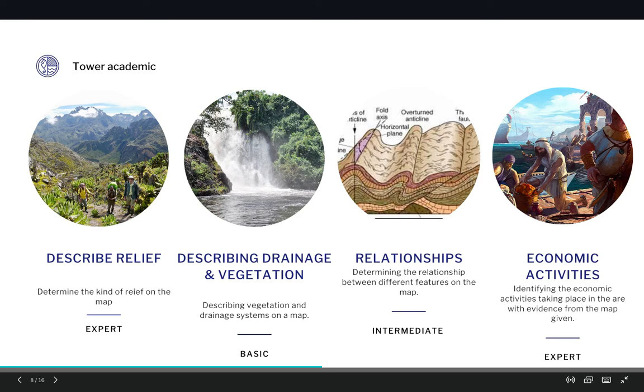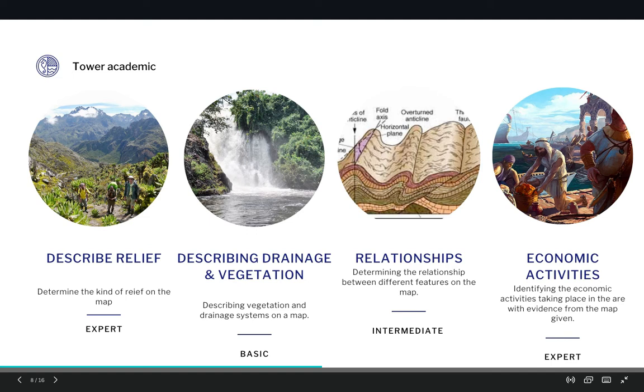Then besides describing relief, we shall also be describing drainage and vegetation. So what is drainage? These are sources of water. So we shall be looking at where water is mainly found. So these sources might be in form of a river, could be lakes, could be swamps, could be ponds, dams, and so forth. Equally, vegetation, we shall look at it in terms of trees, a thicket, a scrub, name them. So all those ones we shall go through.